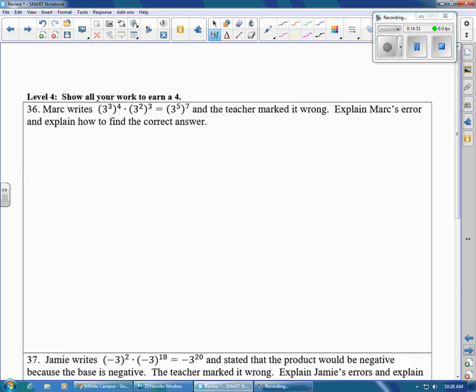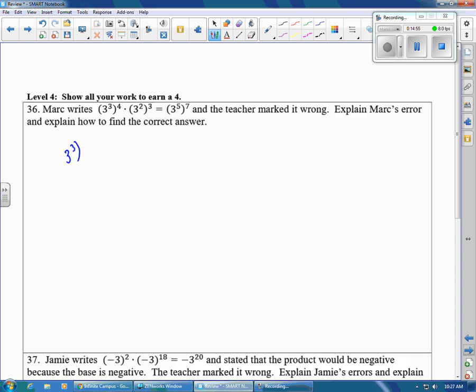So if you want a level 4 on this, you have to tell me what Mark did wrong. You need to tell me what the correct answer is and be able to write about it intelligently. So what I like to suggest that you do, instead of trying to figure out what he did, is to do it right. So I'm going to rewrite the problem.